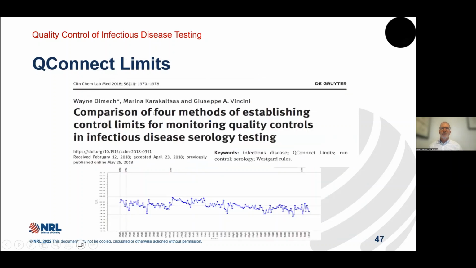NRL has published on the four methods that are used in guidelines to establish traditional acceptance criteria in comparison to QConnect limits, and has found that QConnect limits are far superior in understanding variation with regards to infectious diseases testing, because they were specifically designed for that purpose rather than using guidelines that were not designed for infectious diseases in the first place.